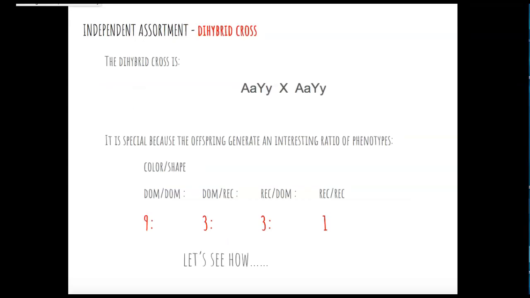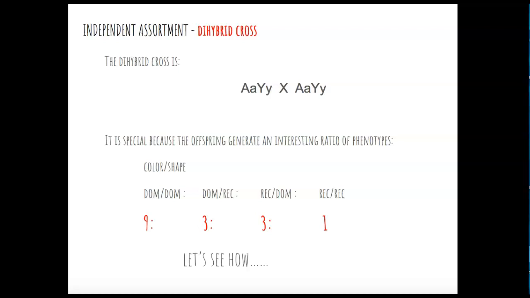A dihybrid cross is a cross between two individuals where they are heterozygous for two different genes. Both individuals are heterozygous for two different genes. In this case, we have big A, big Y, little I for both individuals that are breeding. This is a special case in genetics because it causes offspring that have an interesting ratio of phenotypes.